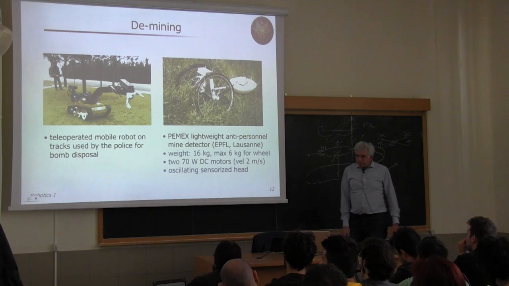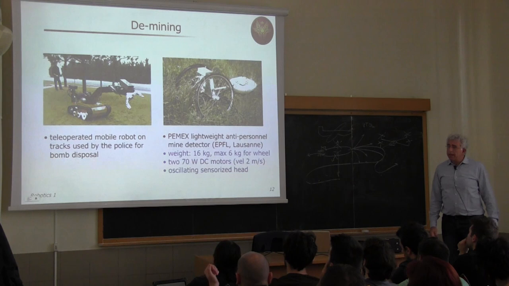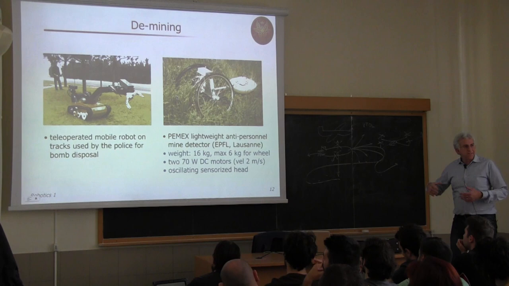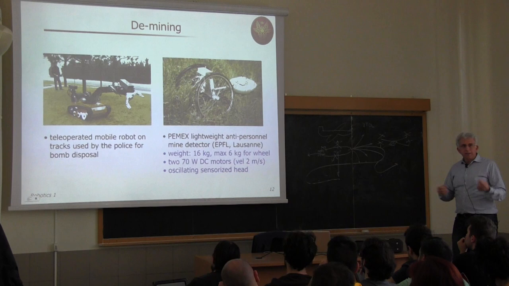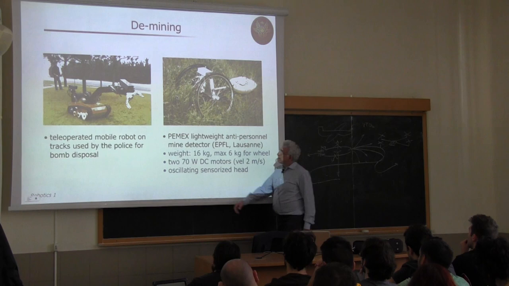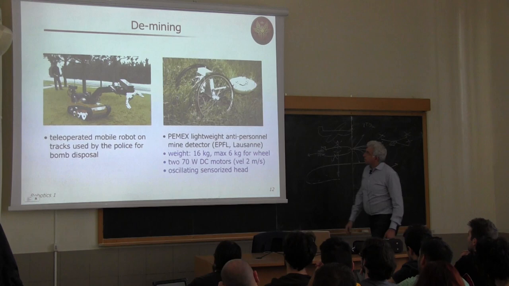Okay, mobility, so demining. Here you see two simple devices, which again can be considered robots because they have sensors, they have mobility, and they connect perception with actions. This is used by police department for bomb disposal. This is a very nice thing that I found on the internet.